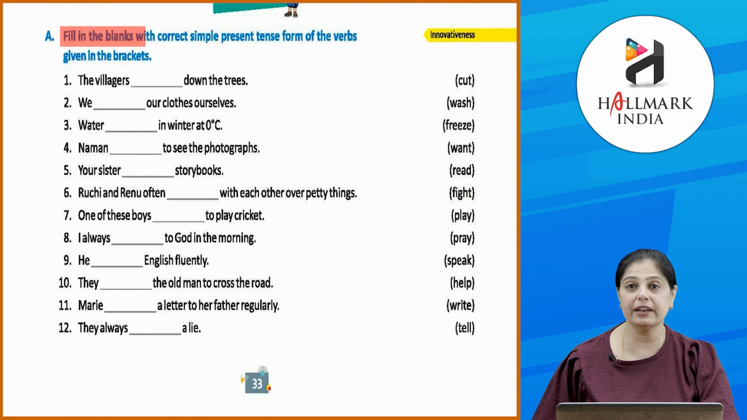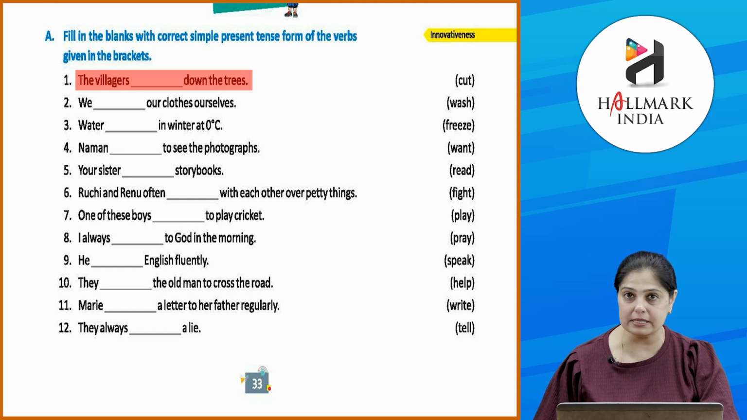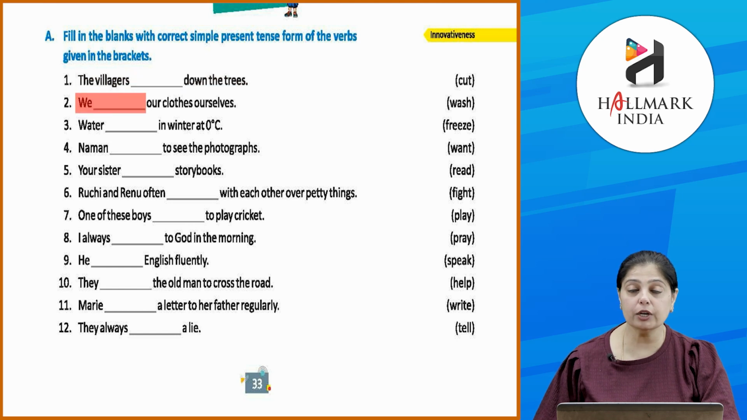Now let's get smarter by doing the exercises. Fill in the blanks with the correct simple present tense form of the verbs given in the brackets. The villagers cut down the trees. The villagers cut down the trees. That will remain the same. Second, we wash our clothes ourselves.